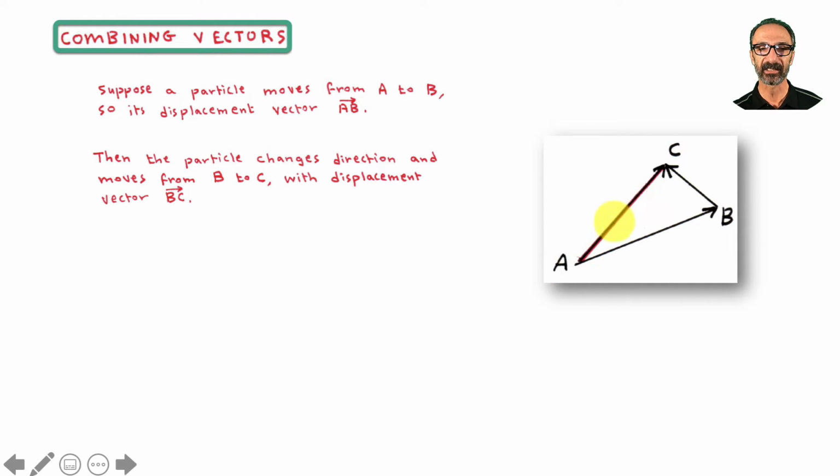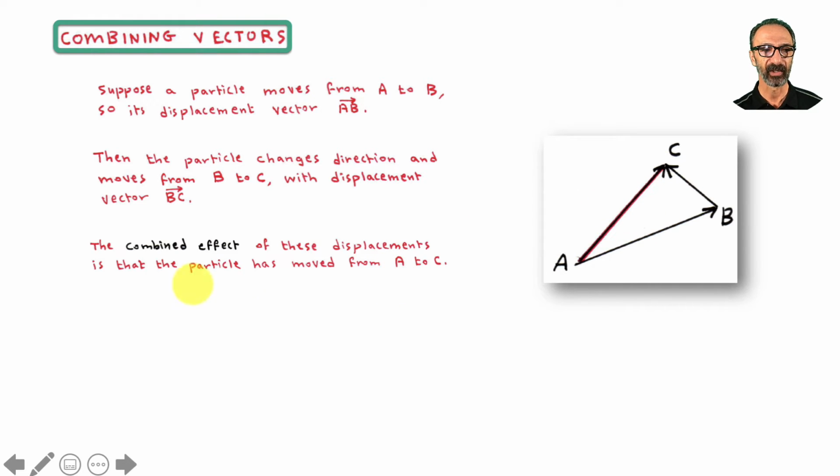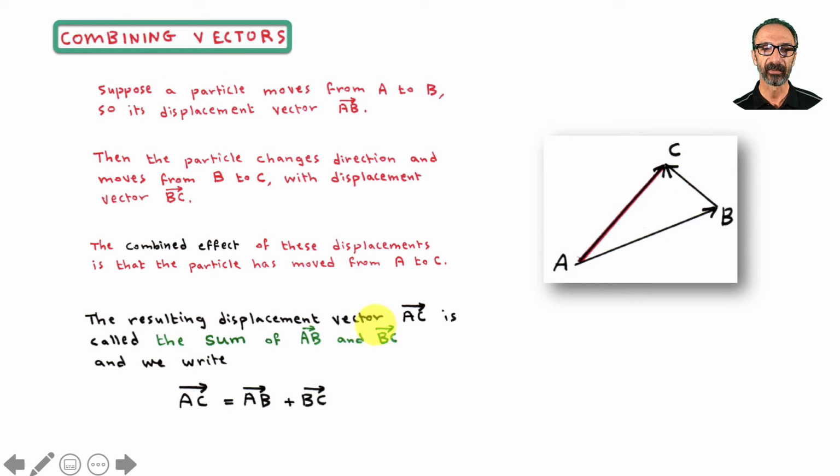As you could see, AC is a little bit darker color, like red on top of black, because that's my main part. The combined effect of these displacements is that the particle has moved from point A to point C. So the net, or the result, is the point actually moved from point A to point C. First they went this way, then they went this way. That's called the displacement. The resulting displacement vector AC is called the sum of the vectors AB and BC. And we write AC as the sum of AB and BC.